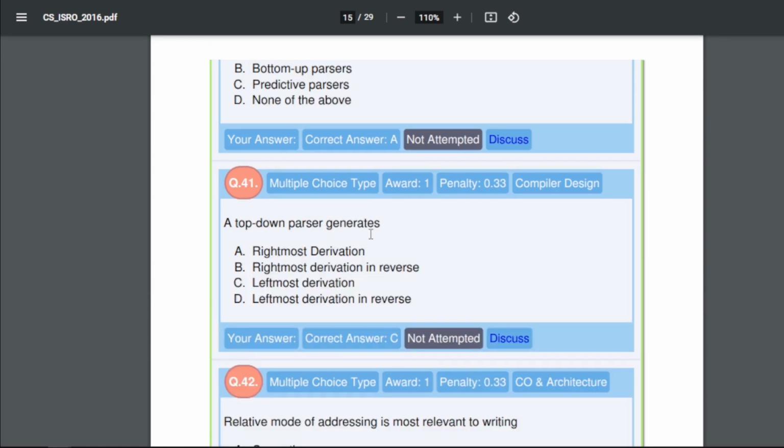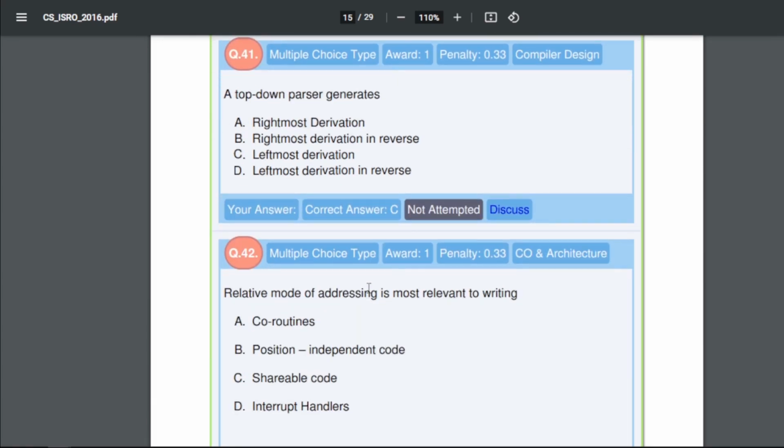Question number 41: a top-down parser generates what? A top-down parser generates leftmost derivation. Yes, leftmost derivation is generated by a top-down parser.